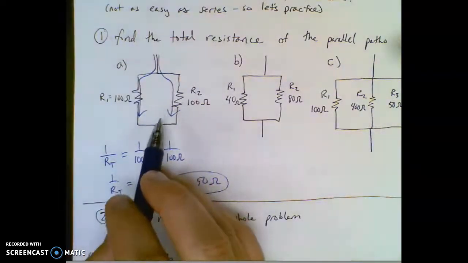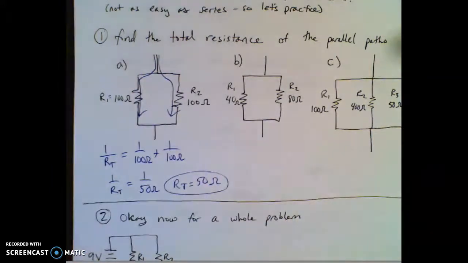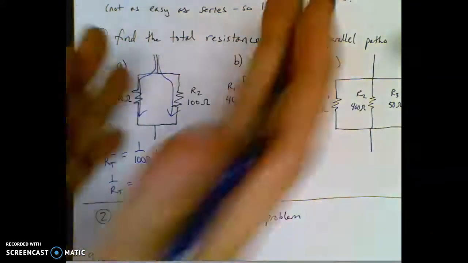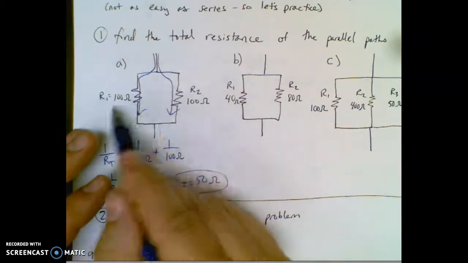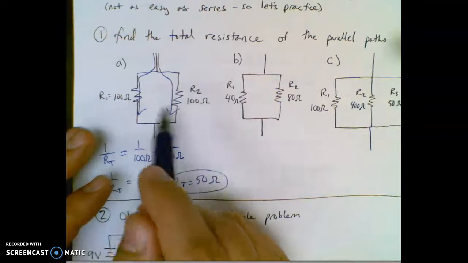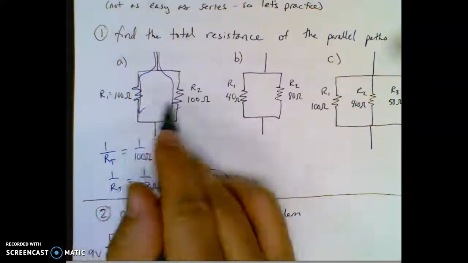You're like, wait a second, didn't that say 100 and 100? How can it be less? And I told you, since you're giving paths for the electricity to flow, it actually doesn't hit the full brunt of the resistance. It's sharing the load of the resistance, so it's only 50 for 100 and 100.